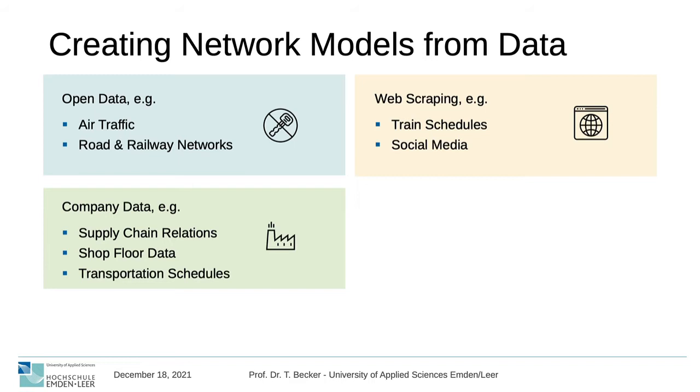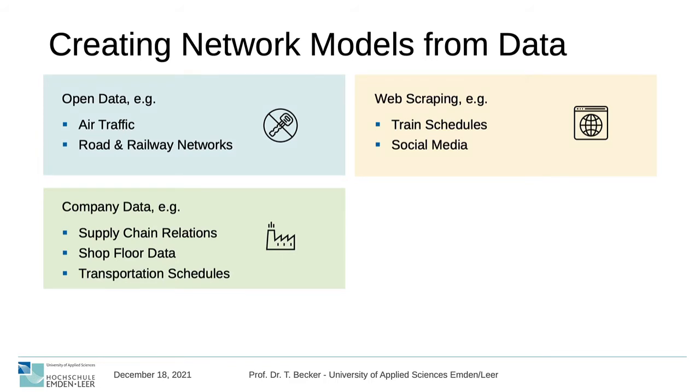Well, the second possibility would be to use company data, and this is of course particularly interesting if you want to use manufacturing data or supply chain data, because this is usually data that's inside the companies. It's their private business data. And if you have contact with companies that are willing to give you this data or which engage in a research project with you, then you might be able to get this type of data.